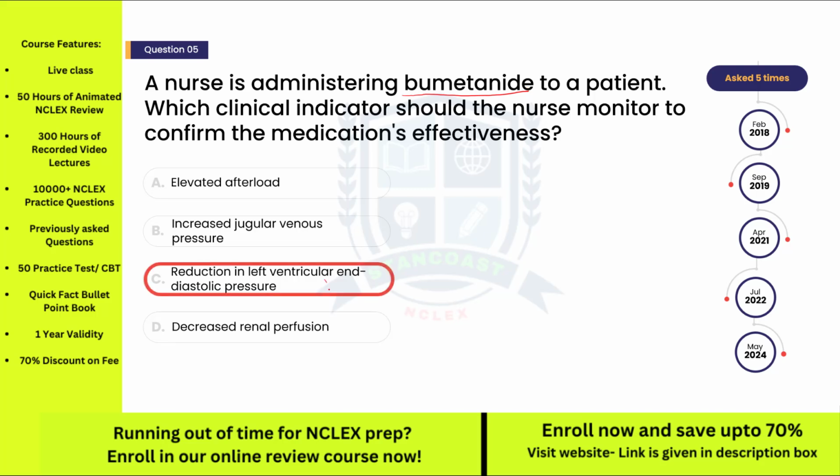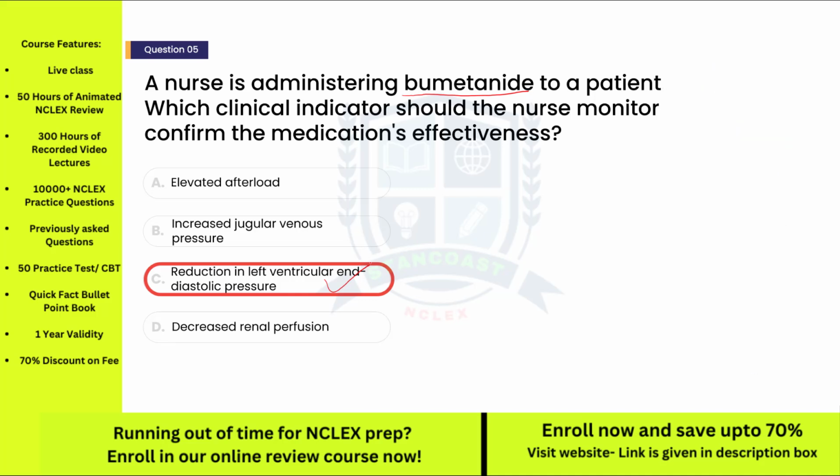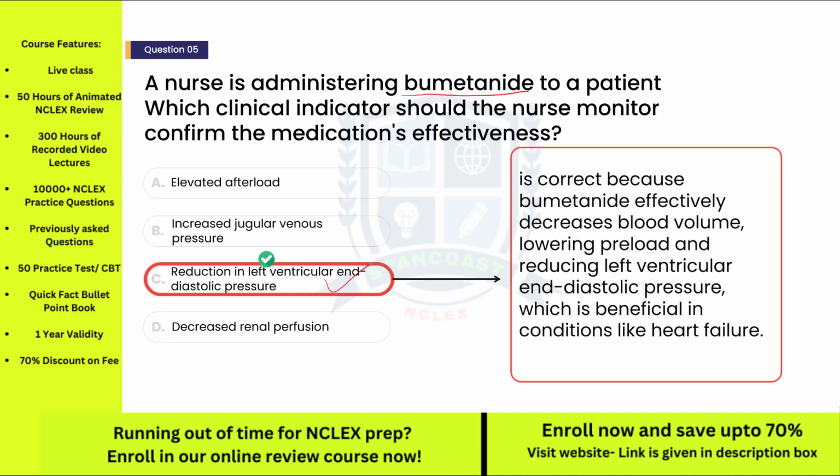Correct answer: C. Reduction in left ventricular end diastolic pressure. Option C is correct because bumetanide effectively decreases blood volume, lowering preload and reducing left ventricular end diastolic pressure, which is beneficial in conditions like heart failure.